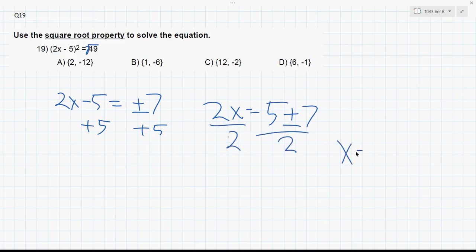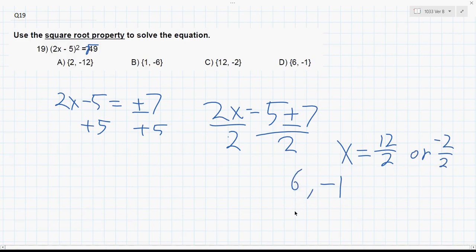We'll have x equals, and that's where you'll break it down to 5 plus 7 would be 12 over 2, or 5 minus 7, which would be negative 2 over 2. So you'd end up with an answer of either negative 1, or you'd end up with an answer of 6. You look up very quickly and notice that D is your answer.